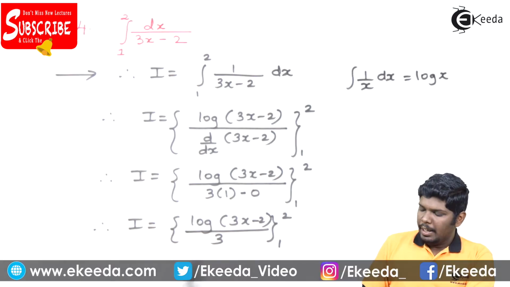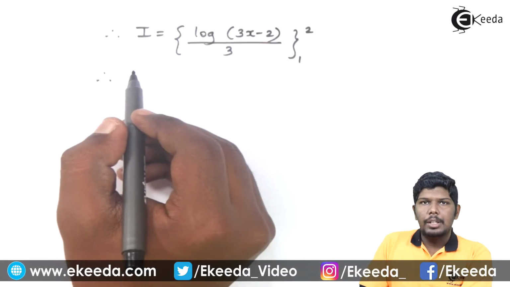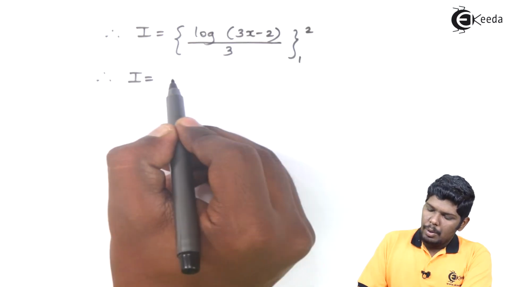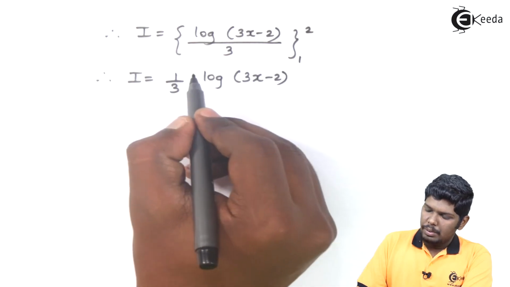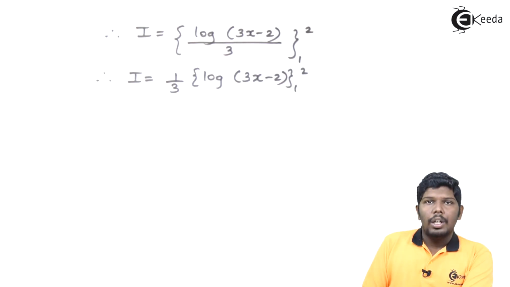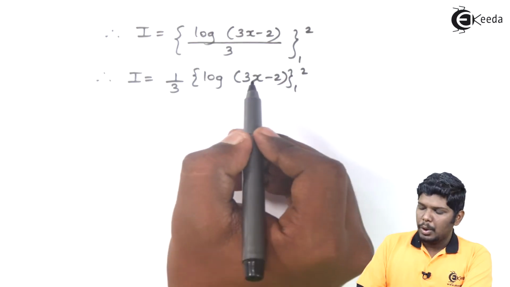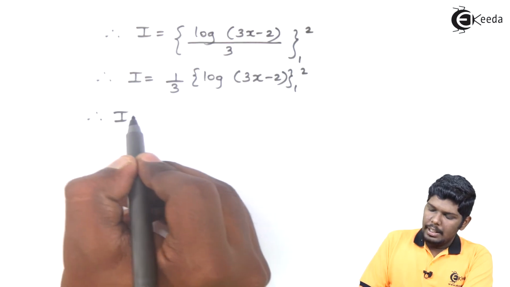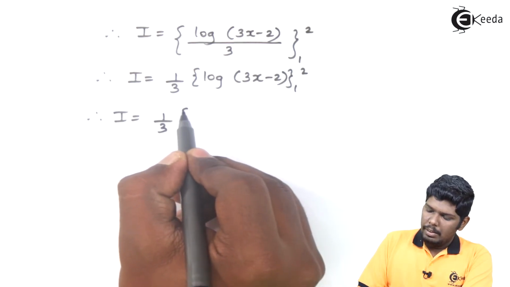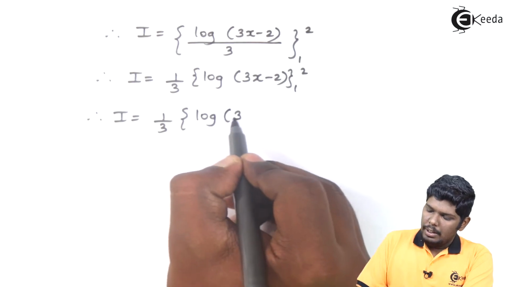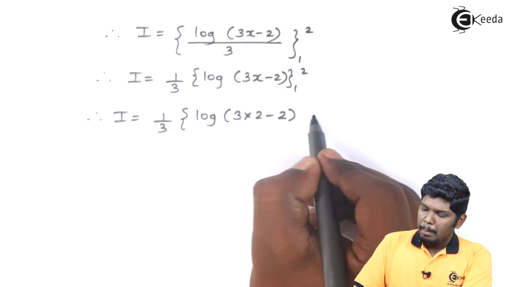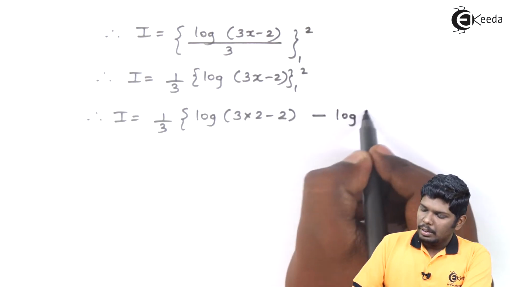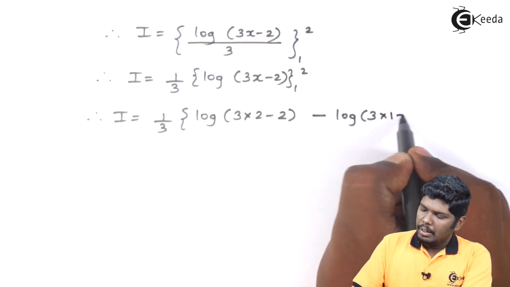In the next step, we can take this constant 3 outside the bracket. This will give you I is equal to 1 by 3 log of 3x minus 2 from limit 1 to 2. Now let us substitute the upper and lower limits 2 and 1 in place of x. Therefore, I is equal to 1 by 3 log of 3 into 2 minus 2, minus, for the lower limit, log of 3 into 1 minus 2.